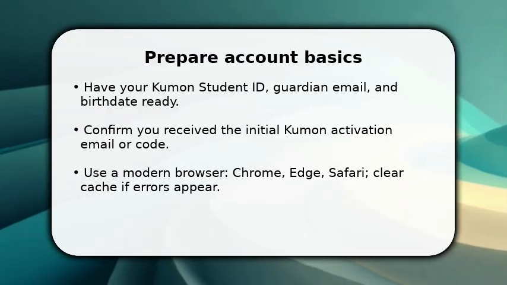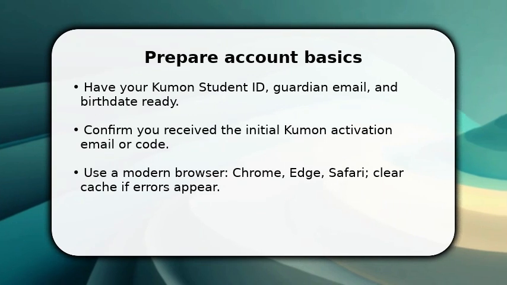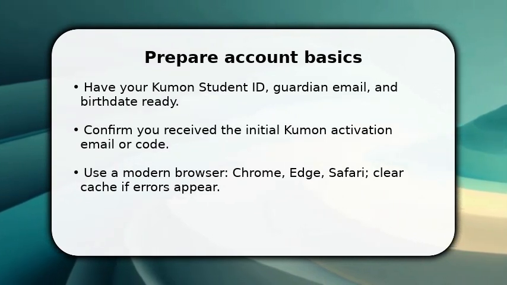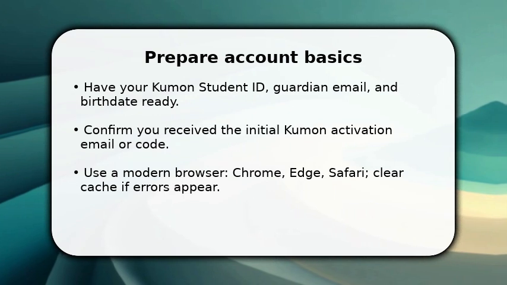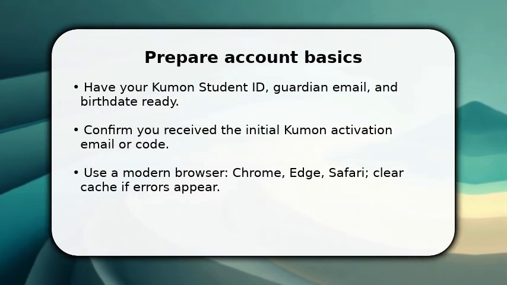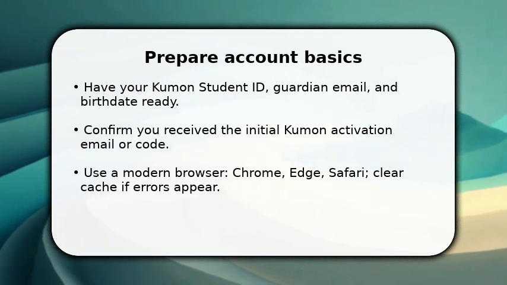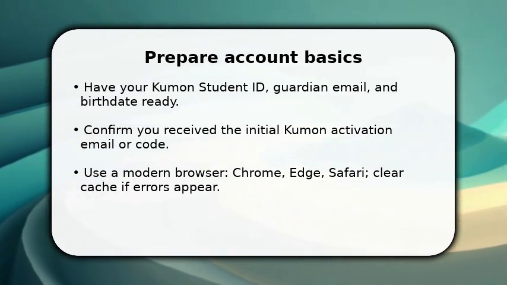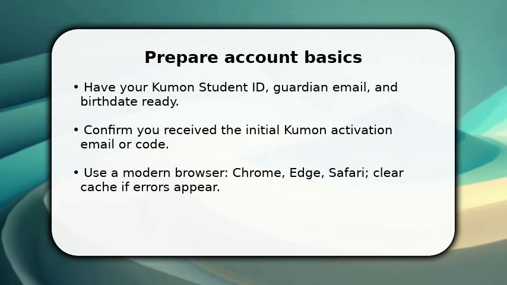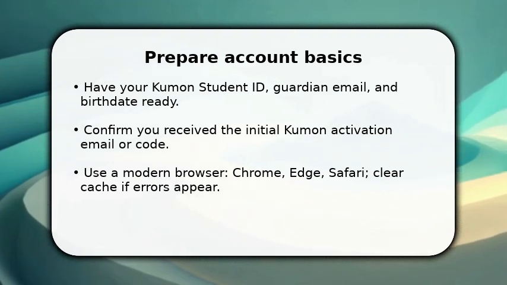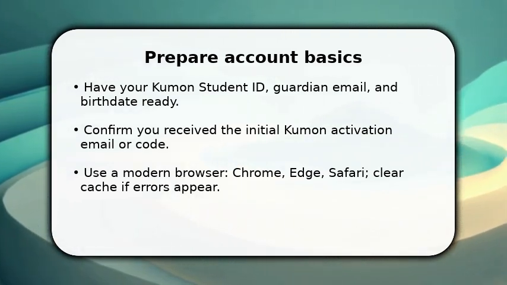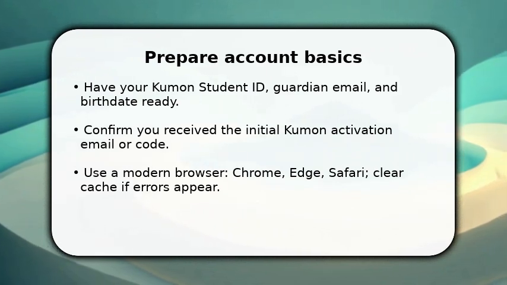You start by gathering identifiers, your Kumon student ID, guardian email, and birth date so verification is instant. Once ready, open a modern browser and locate the activation email or code sent by Kumon. This is the door to Kumon Connect. If you don't see it, check spam and then request a resend. Make sure the guardian's email matches Kumon records, mismatches block activation.